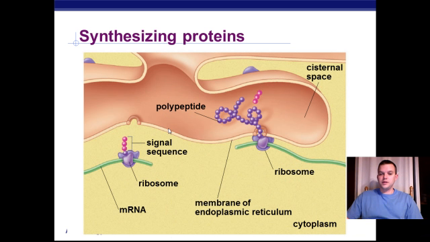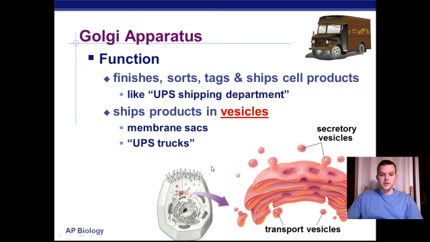Alright, and then you can see there's a couple little vocab terms here. The little space where these are going to enter, the space in between the folds on the inside of the ER, we call the cisternal space. So in some of these diagrams, you're going to see cis. That's referring to the space inside of the membrane, between the folds in the membrane.